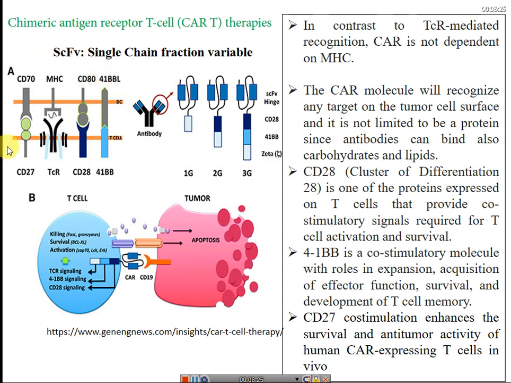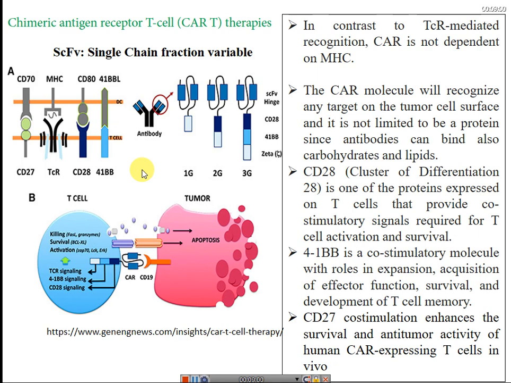All these interactions are important for T cells to carry out their effector function, for their survival, and to make memory T cells. So if we want to launch a very effective and very long lasting T cell response, then we must have all the pathways activated by all these interactions.